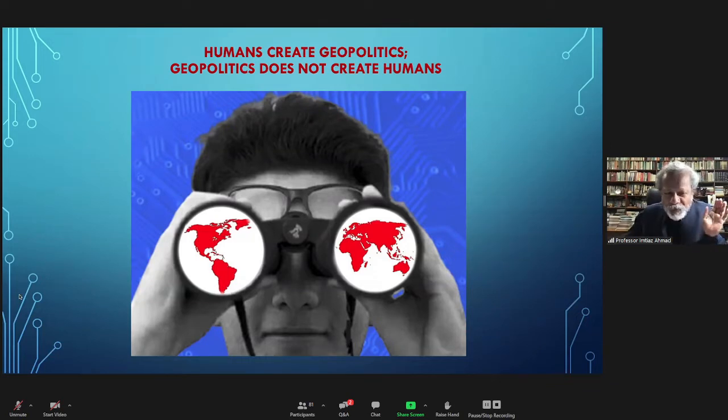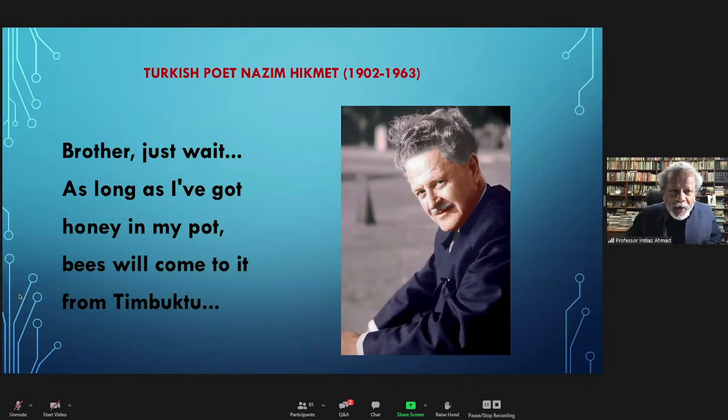And I will go very quickly, since I have 13 minutes or so to make my argument. I guess the slides will help you. Now, this is a slide of the Turkish poet Nazim Hikmet. And Nazim Hikmet had an interesting line where he said, just wait, as long as I've got honey in my pot, bees will come to it from Timbuktu. So that is the central point. If you can build honey, the more honey Bangladesh makes, more development or growth, and you can talk about the Human Development Index, GDP, the more the bees will be coming.